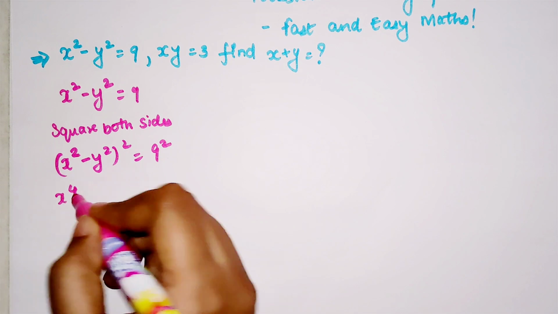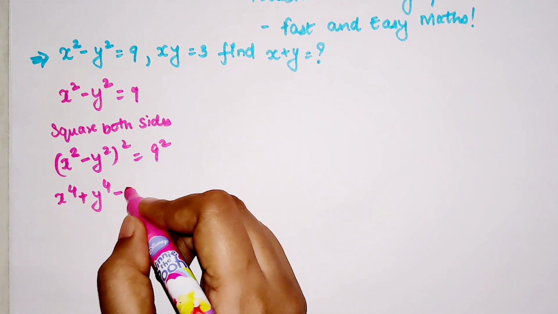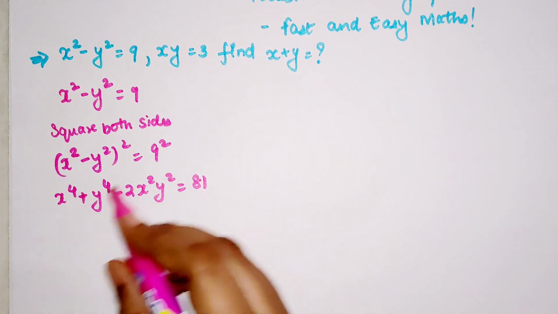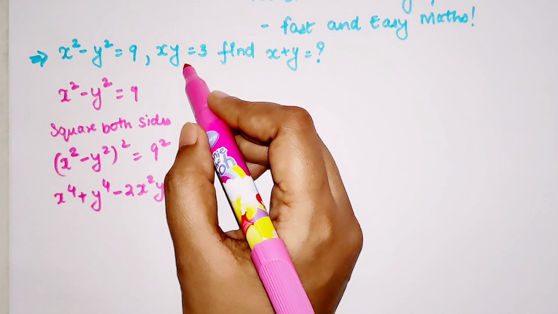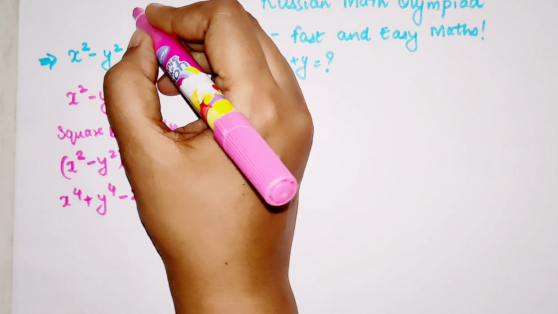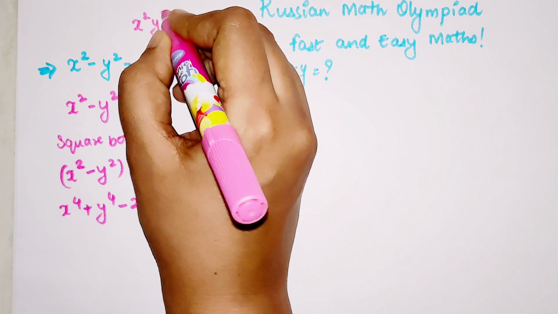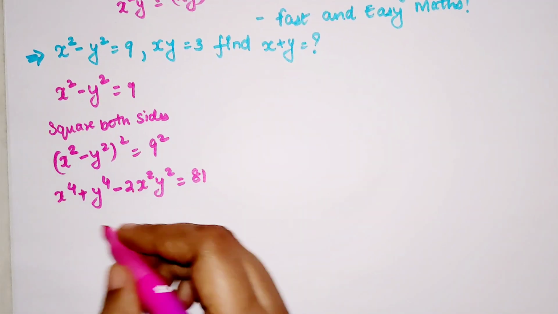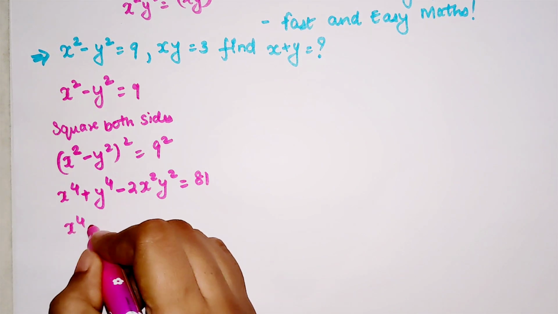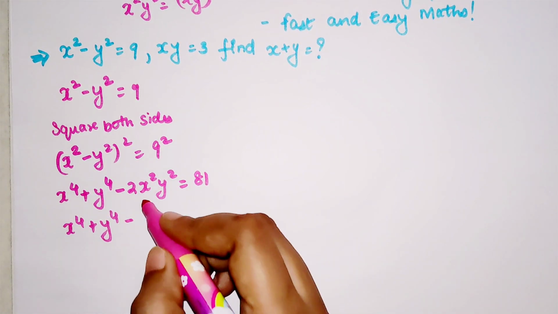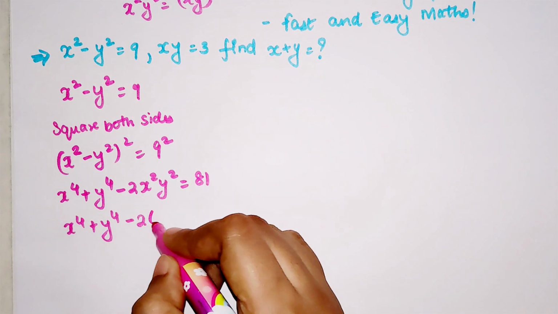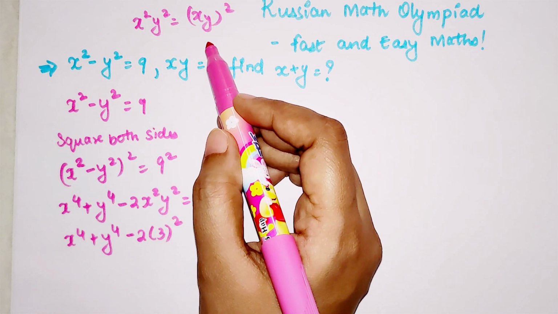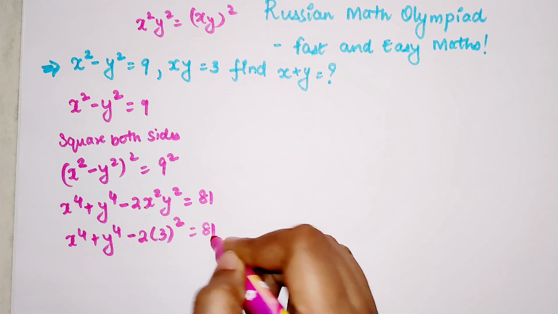So I'm getting x raised to 4 plus y raised to 4 minus 2x square y square is equal to 81. Now in this form I'm getting something in the product of xy, which is given over here. Please understand, x square y square can be written as xy the whole square, correct? So here x raised to 4 plus y raised to 4 minus 2 into xy the whole square, and the xy value is 3 square, right? Because x square y square can be written as xy the whole square, is equal to 81.